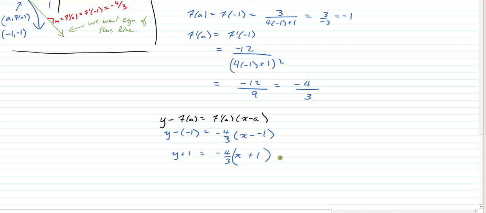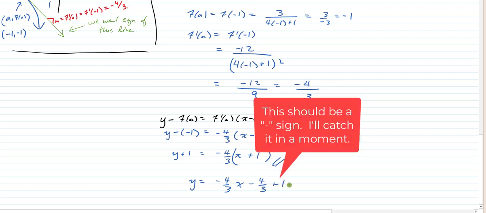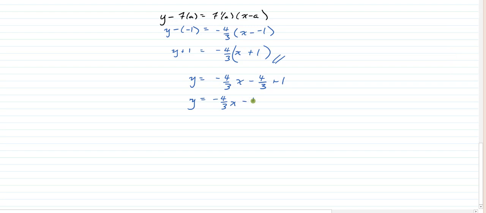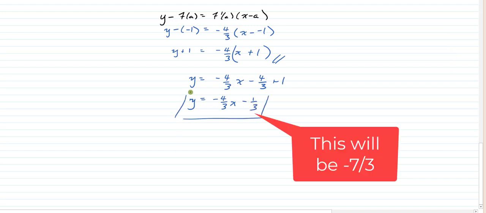And I'm actually fine with you leaving your answer there. I think that's a perfectly fine place to leave your answer, but we could go ahead and express it this way as well by distributing that -4/3 through. And if I clean it up even further, we would get y is equal to -4/3 x, and then minus 1/3, and that's a perfectly fine place to leave your answer as well.